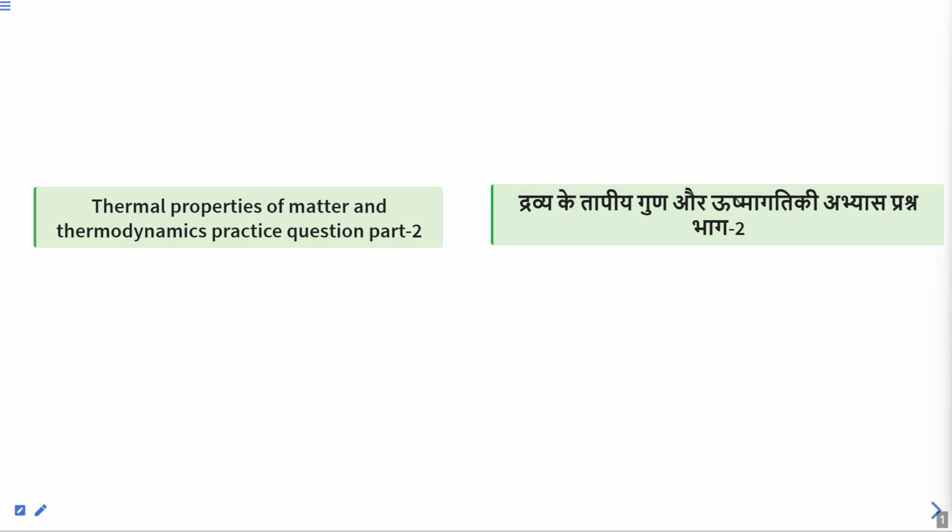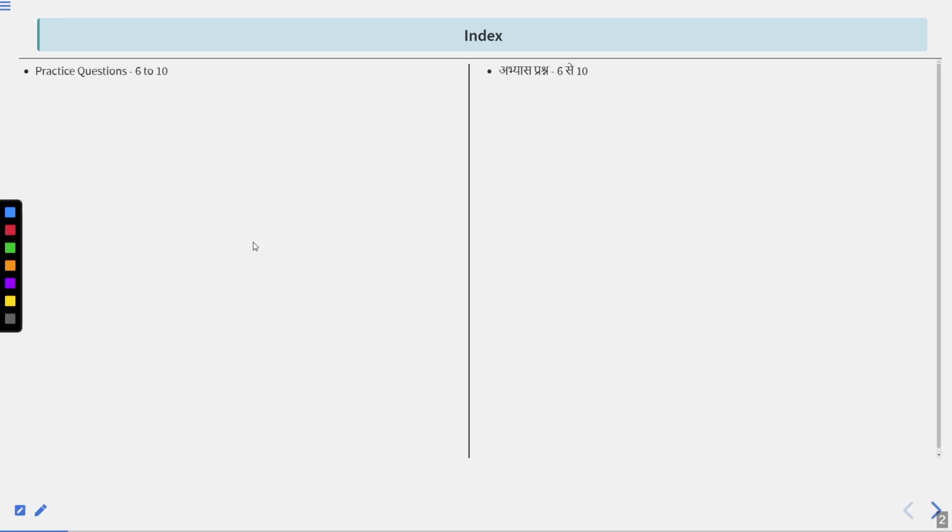Hello students, in today's lecture we will solve some practice questions based on thermal properties of matter and thermodynamics. Practice questions part 2. In today's lecture we will solve practice questions from 6 to 10.